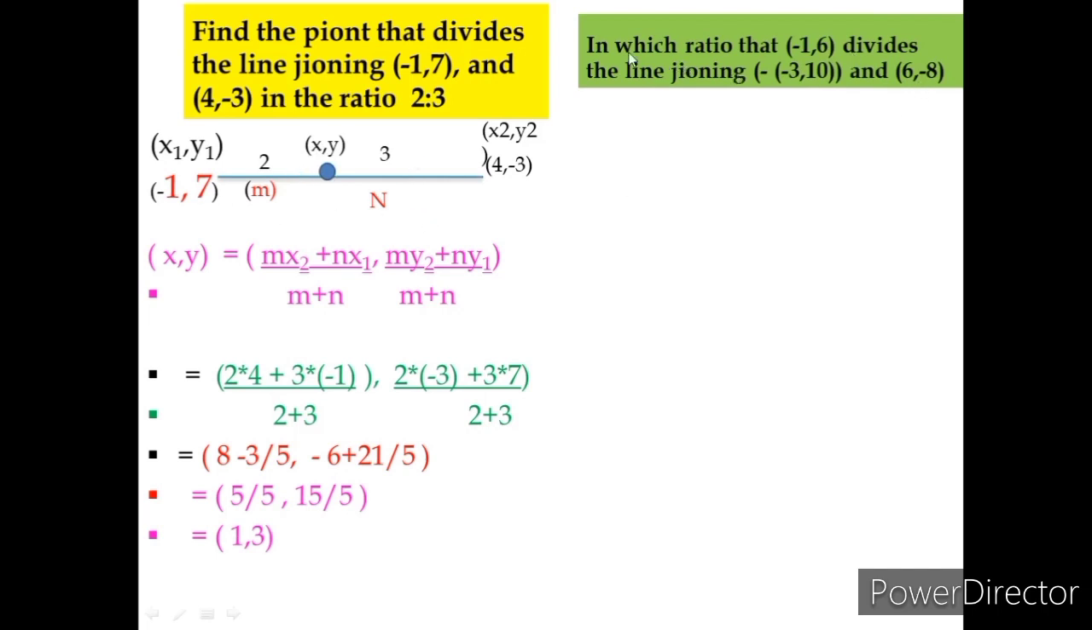Here you see, in which ratio does the point minus 1 comma 6 divide the line joining. Here you have to find the ratio. Earlier you had to find the division point, but here you have to find the ratio. That means the division point is given. You have to also represent this in pictorial form to understand.